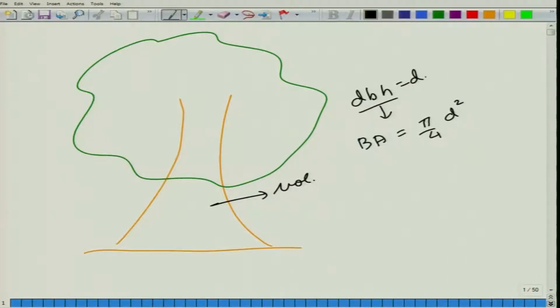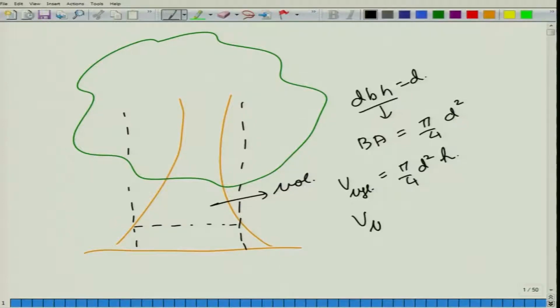What is the volume of the cylinder? That will have a basal area equal to that of the tree and height that is equal to that of the tree. The volume of the cylinder will be given by pi by 4 d square into h, where h is the height of the tree, and the volume of the tree is given by form factor multiplied by the volume of the cylinder. This is something that we have already seen in this course, and there are a number of methods of finding out the volume of the tree.